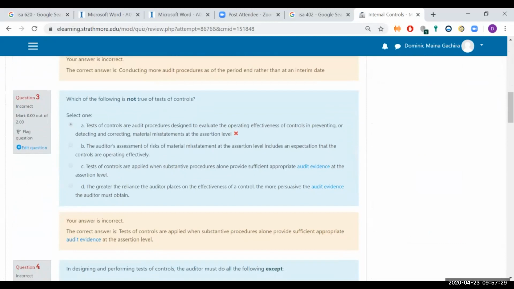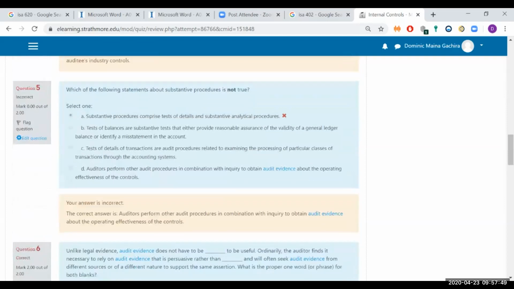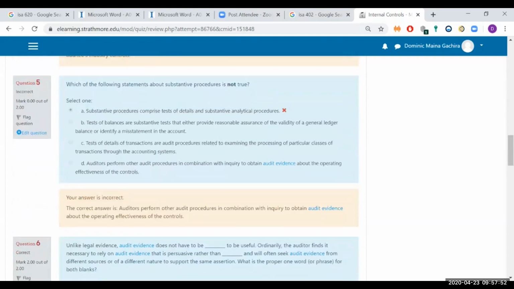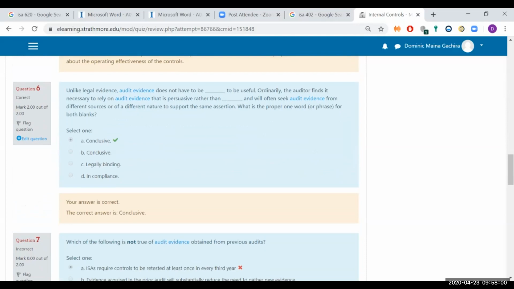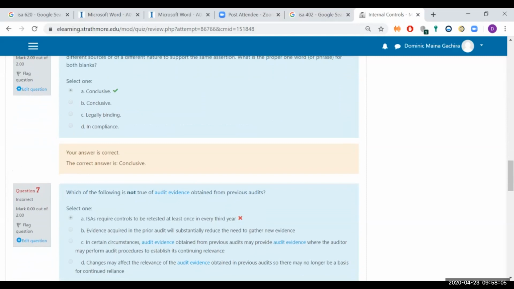Question 3, the correct answer was tests of control are applied when substantive procedures alone do not provide sufficient appropriate audit evidence, that should be answer C. Question 4, the correct answer was determine if it's necessary to obtain audit evidence, that is D. Question 5, the correct answer was auditors perform other audit procedures in combination, that should be D. Question 6, conclusive, that actually can be A or B.